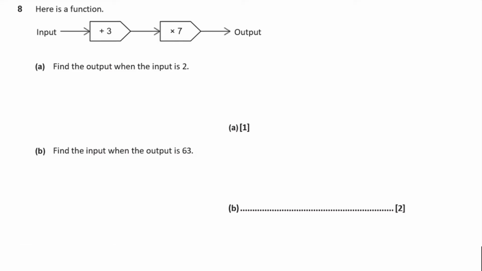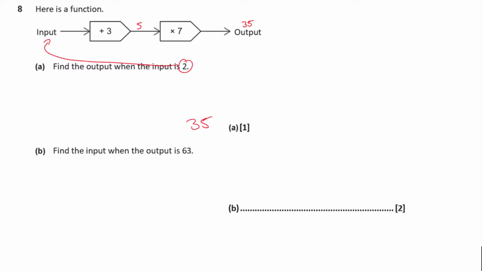So if I take this 2 here and feed it into the function machine, 2 goes in, I'm going to add 3 to it. 2 plus 3 is 5. So after the first part of the function machine, I'm going to get 5. And then that 5 is fed into the second step of the function machine where it's multiplied by 7. 5 times 7, that's 35, isn't it? So the output when the input is 2 is going to be 35.